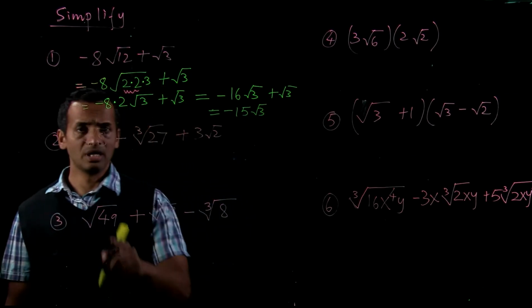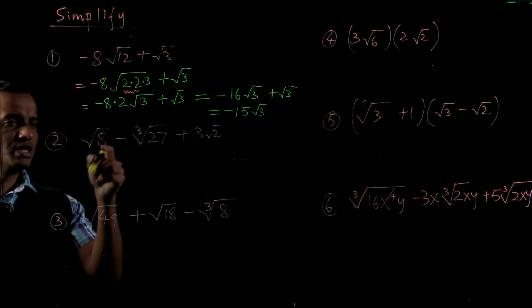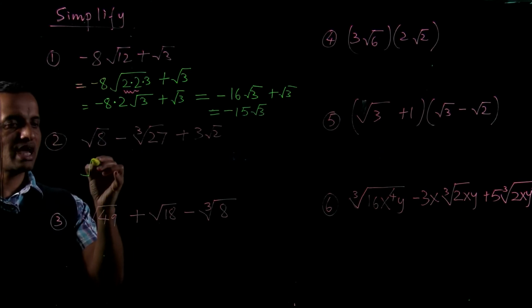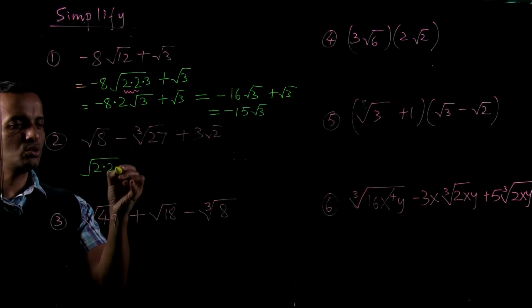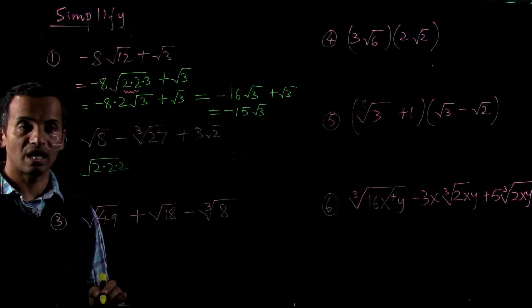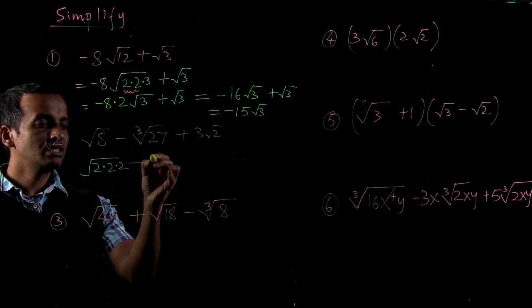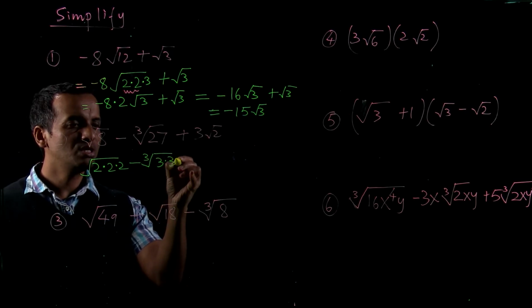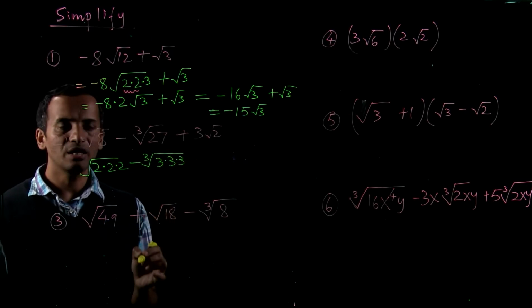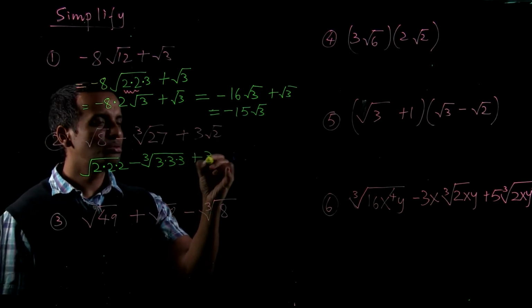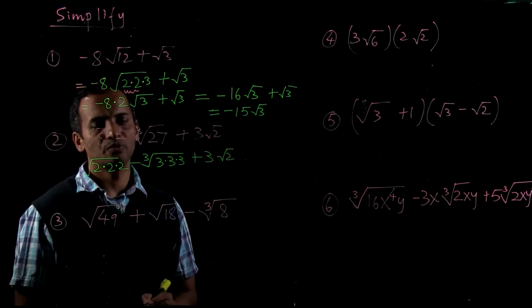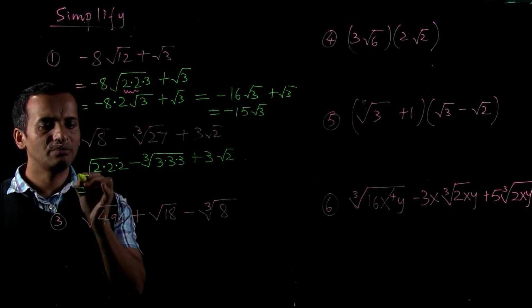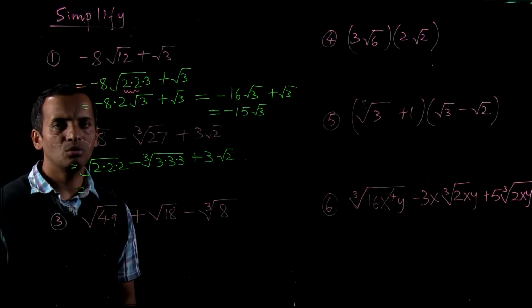Okay, similarly in example 2 you see that the square root of 8 can be written as 2 times 2 times 2 under the root sign, and then minus there is the cube root of those factors, 3 times 3 times 3. Okay, and then plus 3 square root of 2. Okay, so this is square root, right? So let me write down equals to, this is square root.